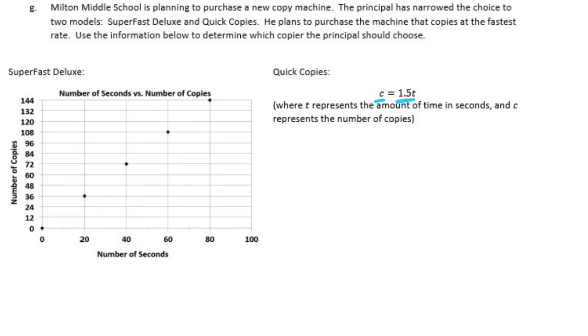So what we could do is, I'm just going to pick 20 seconds. So 20 seconds is equal to 36 copies. So if I wanted to figure out how many copies I could get in 20 seconds, I'm going to do 1.5 times the time, which is 20 seconds.